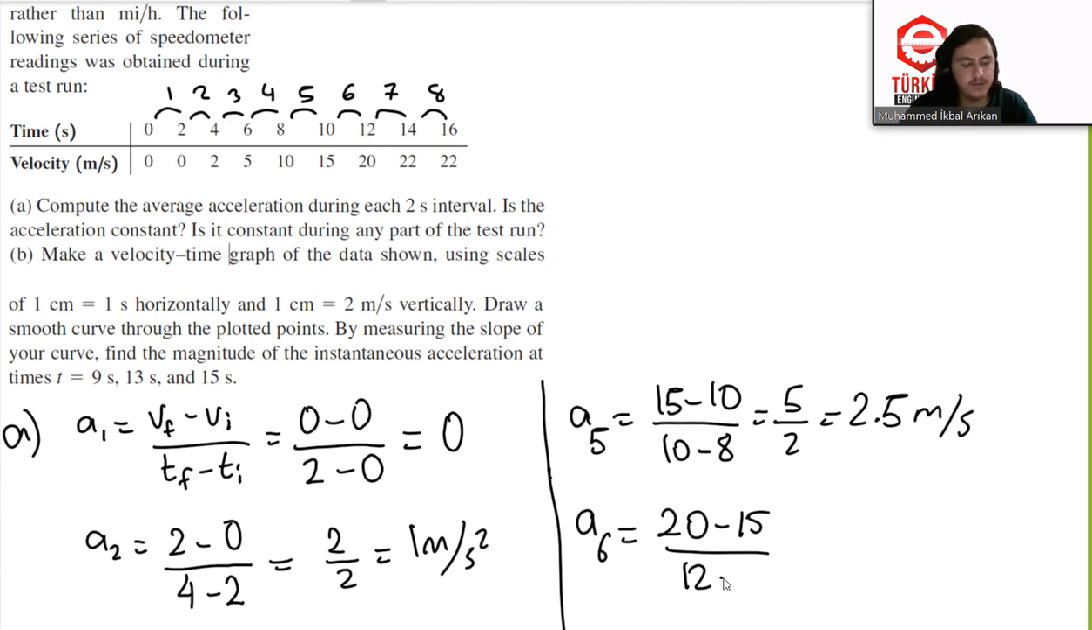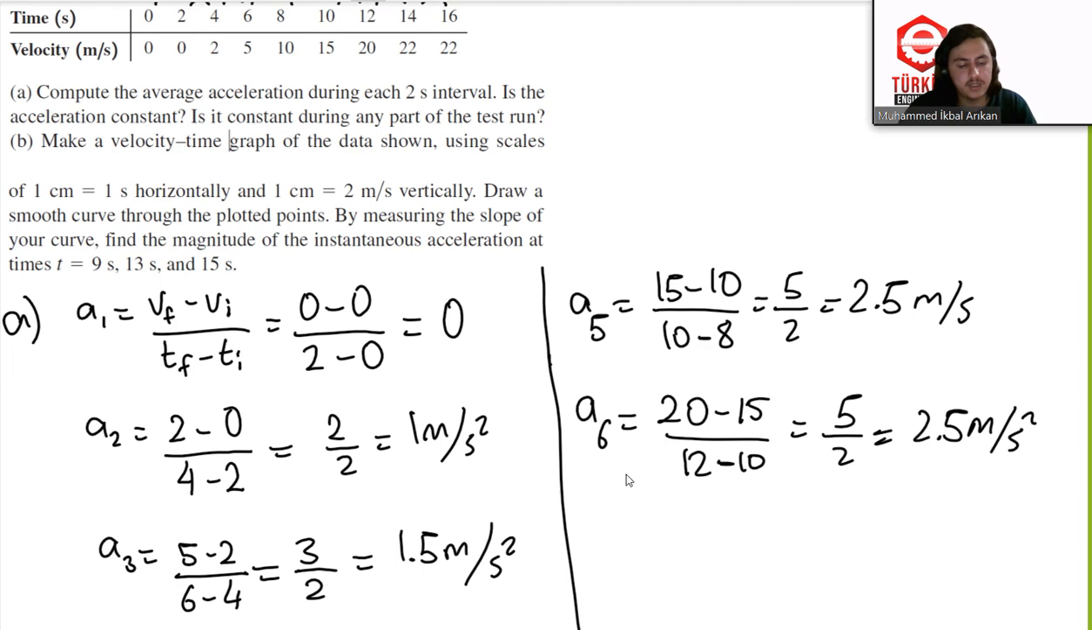Okay, here I have (12 - 10) divided by (5 - ...) ... it's just 2.5 meters per second squared. What about acceleration in 7? Actually, it is changing now.